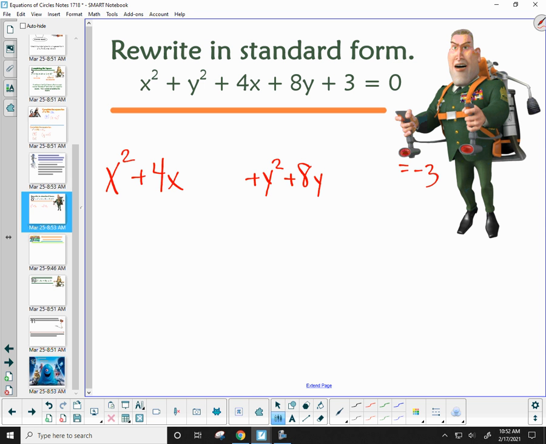Okay, so all I've done so far is just rearranged. Got my x's together, left a space. Got my y's together, left a space. And then I got my constant to the other side. All right, so now I'm going to just focus on my x's. I want to complete the square for my x's. So if I take 4 divided by 2, gives me 2. Square it, I get 4. So if I add 4 here, that would complete the square for my x's, right? But keep in mind, this is an equation. If I add 4 to the left, I've got to add 4 to the right.